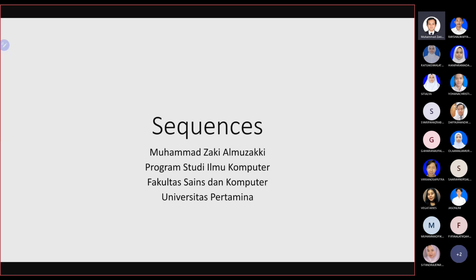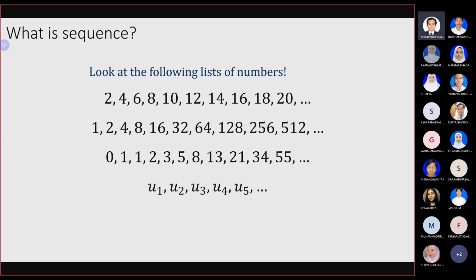So now we are learning something a little bit more advanced about sequence and series. So let's recall what is a sequence. If we look at the following list of numbers, first we have 2, 4, 6, 8, 10, 12, 14, and so on. And then the second list, we have 1, 2, 4, 8, 16, 32, and so on and so forth. And then on the third list, we have 0, 1, 1, 2, 3, 5, 8, 13, and so on.